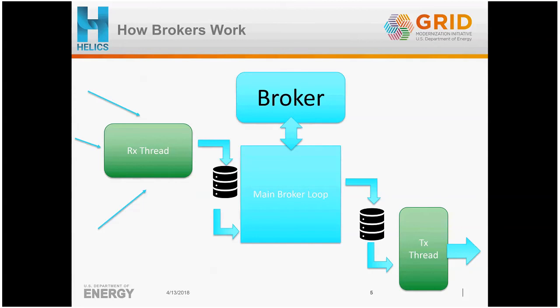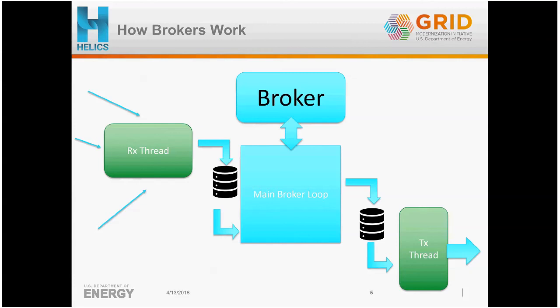The brokers work by creating 3 threads. This is not required, but this is how almost all of the main brokers you might use work. The only one that doesn't work this way is the test broker. There's a main broker loop, and this is responsible for interpreting and using all of the data traffic that goes through it. It does the management, does the execution, and it's connected via 2 interprocess queues, or in-process queues. And these connect with a transmission thread and a receiver thread.